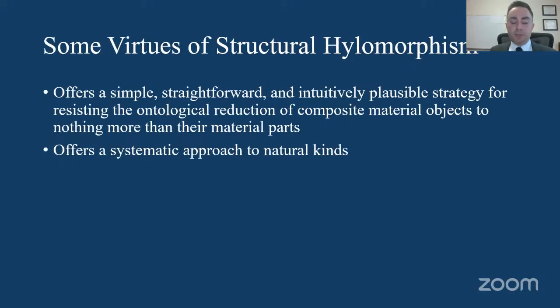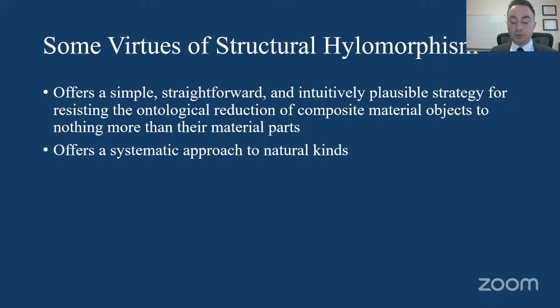So the first thing to say about structural hylomorphism is that it does capture many of the motivations for hylomorphism discussed above. It offers a simple, straightforward, and intuitively plausible strategy for resisting the ontological reduction of composite material objects to nothing more than the material parts, one which allows for a suitably restricted theory of composition, and one which helps to account for the internal unity we observe in many of the objects of our experience. According to structural hylomorphism, material objects are not simply their matter. Composite material objects arise when and only when their matter is arranged, organized, or structured in a particular way.